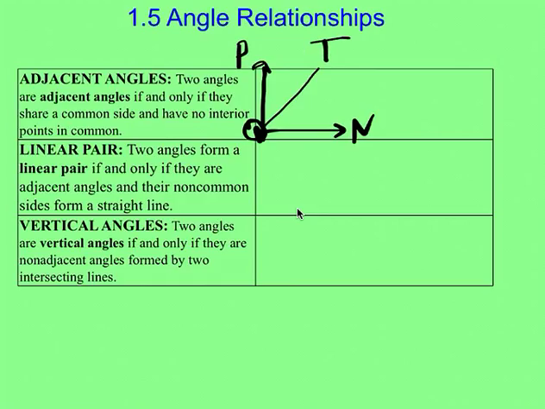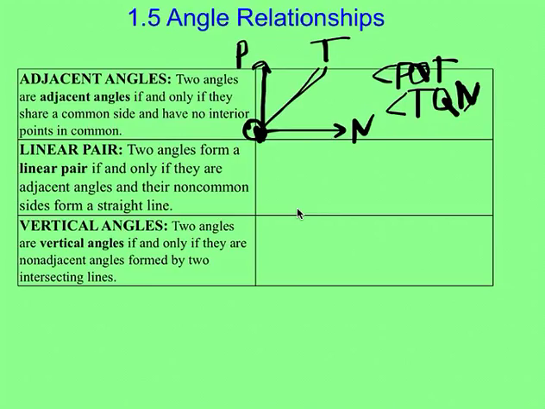So we have two angles here. We have angle P, Q, T, and then we also have angle T, Q, N. Those two are adjacent angles because they share this common side of T.